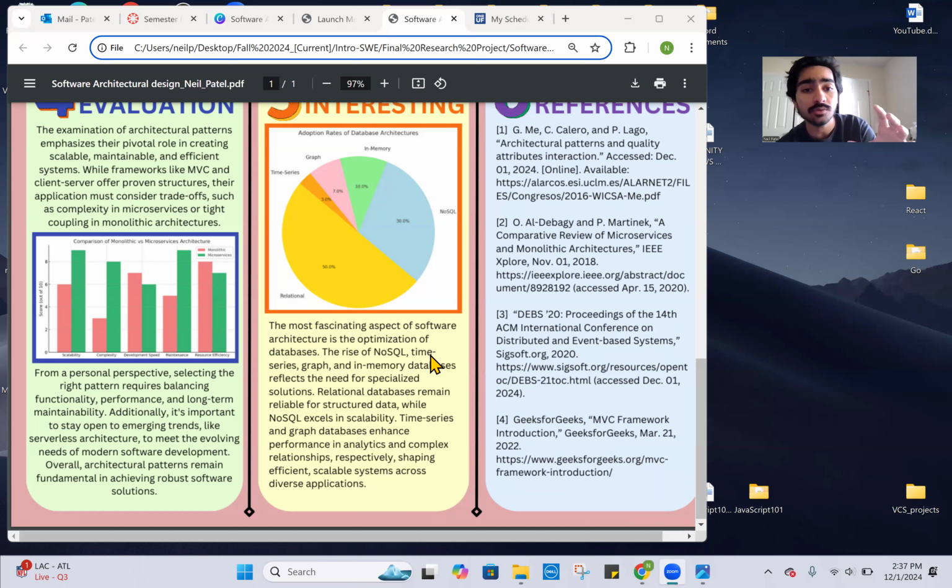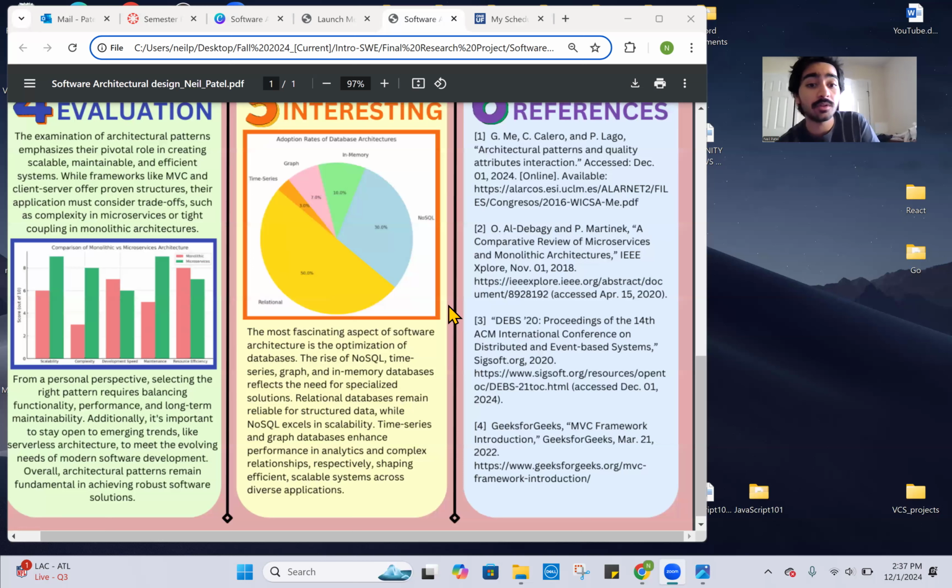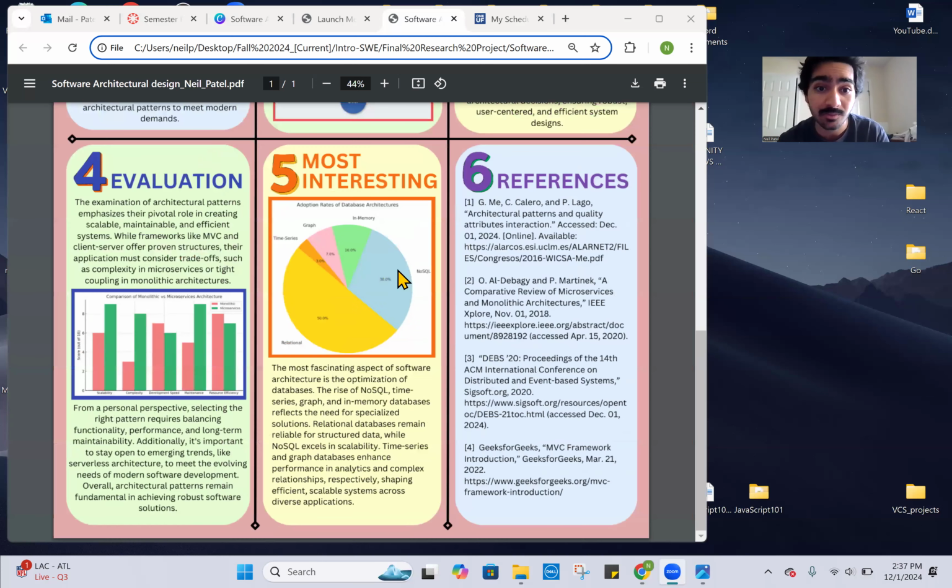The rise of NoSQL, time series, graph, and in-memory databases reflects the needs of specific solutions, right? So relational databases remain reliable for structured data, while NoSQL excels in scalability, right? So if you want scalability, go with NoSQL. And if you want structure, go with relational tables, right? All the tables have different relationships. And yeah, that's my presentation of this research project.